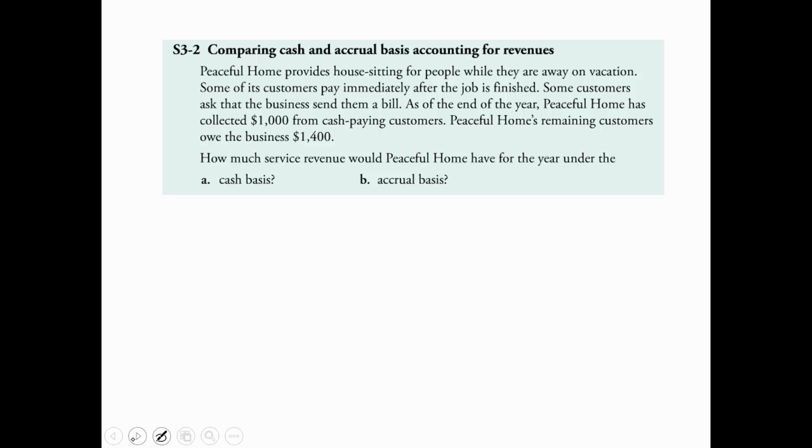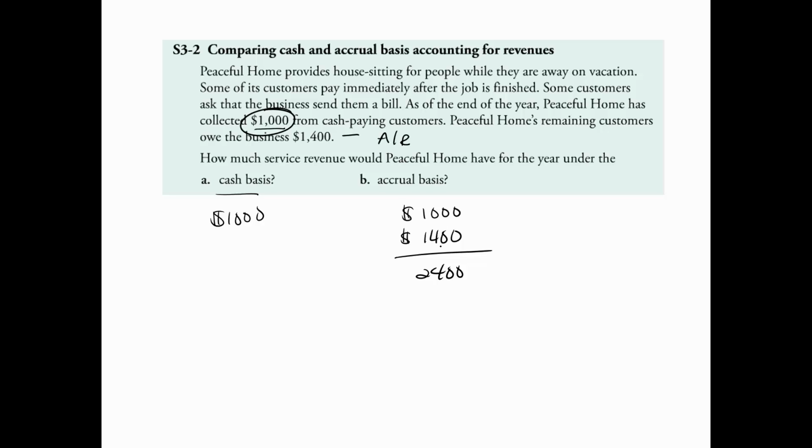Here's one with revenue. This firm provides house sitting for people who are away. Some customers pay as soon as the job is finished, and some say just send me a bill. So at the end of the year, they've collected $1,000 cash from paying customers, and the remaining customers owe the business. So this would be in my accounts receivable, right? If I'm doing the cash basis, the revenue from the year would just be the $1,000 cash. But if I'm doing accrual, I'm going to include everything that happened this year. So the $1,000 I've already been paid for, plus the $1,400 that I did that I haven't been paid for yet, so I get $2,400. That's a pretty big difference in the revenue. That's more than double a difference in the revenue that I'm reporting for the year.